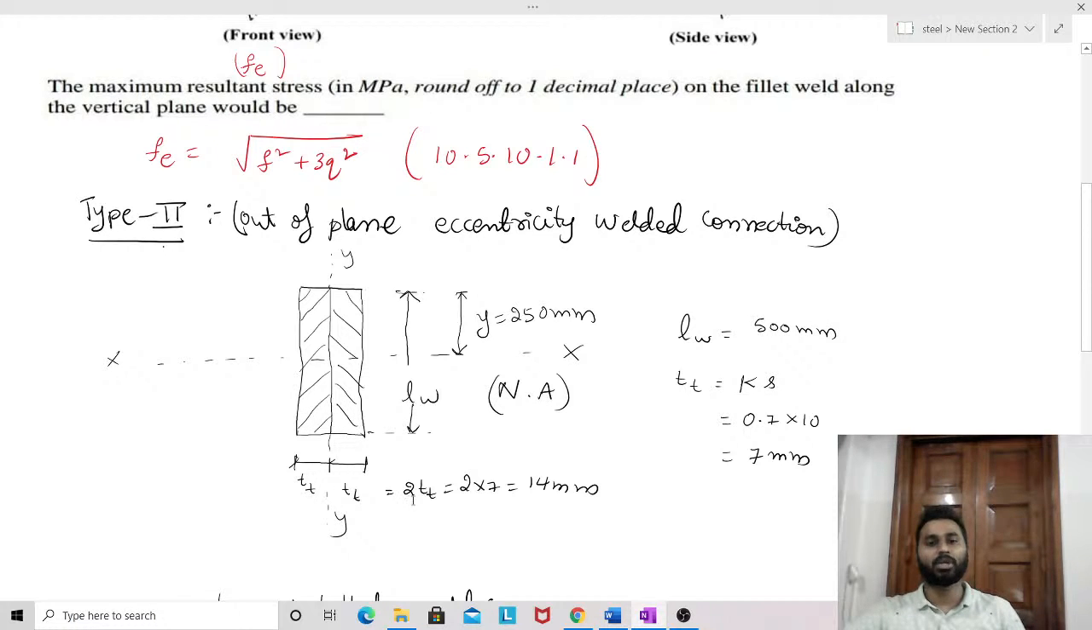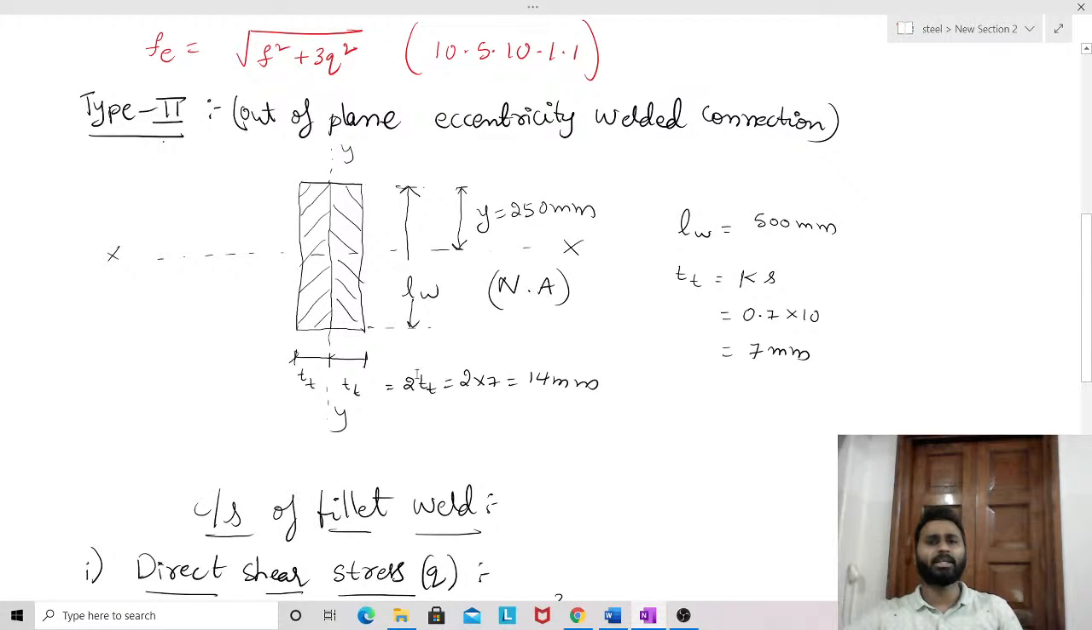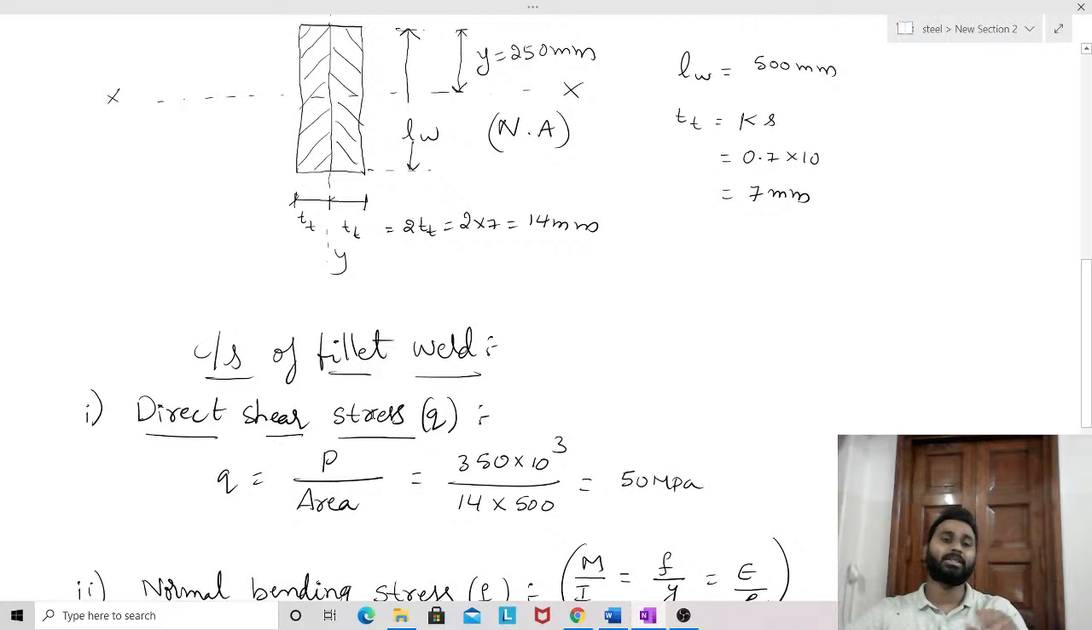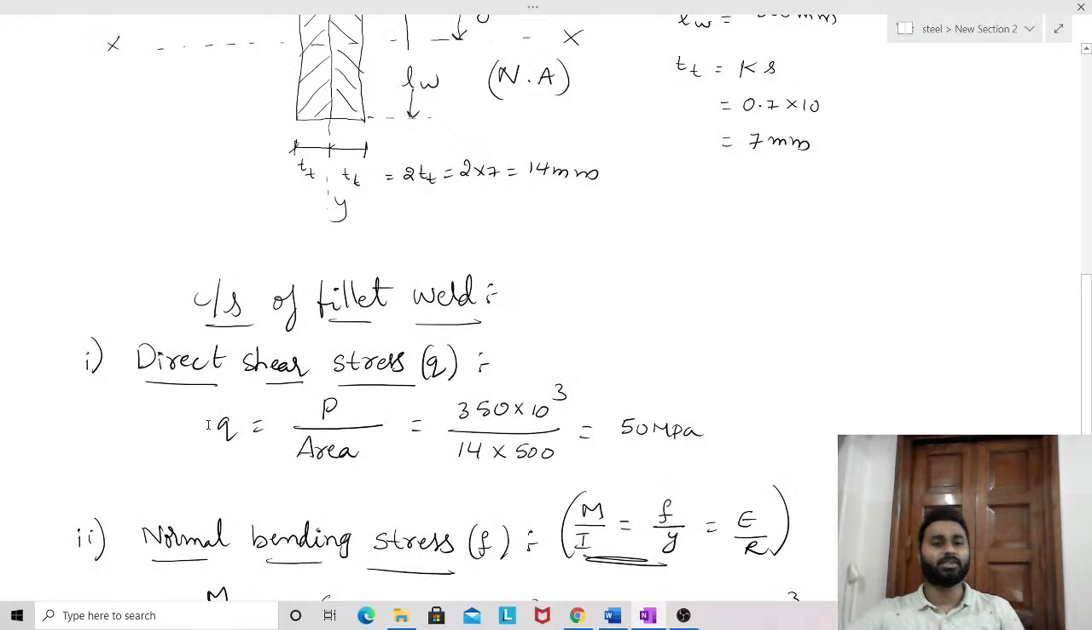The width here is 2 times the throat thickness, that is 2 into 7, 14 mm, and the throat thickness formula is K constant into S, where S is the size of the weld, which is 7 mm. Finally we get throat thickness as 7 mm, and the width of this fillet weld is 14 mm, and the length or depth of the cross section of the fillet weld is 500 mm, mentioned in the question. This out-of-plane eccentric welded connection is subjected to two types of stresses. One is direct shear stress, which we represent with Q, equal to P upon area, that is the load 350 kilonewton, 350 into 10 cube, by area 14 into 500, which comes out to be 50 MPa.